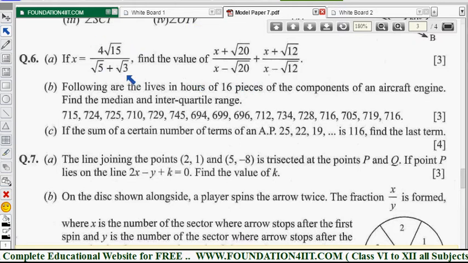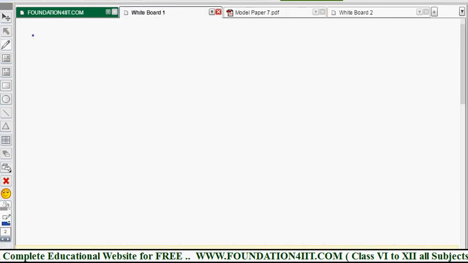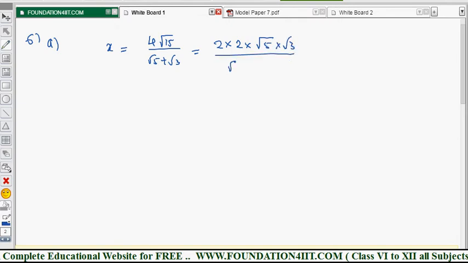So let me show this problem. From the given value only we need to find this value. So I will show the easy method. In this, first, x is given as 4 root 15 by root 5 plus root 3. If you simplify this, 4 I can write as 2 into 2, root 15 you can write as root 5 into root 3. I'll tell you why I am taking it like this. Then root 5 plus root 3 is as it is.